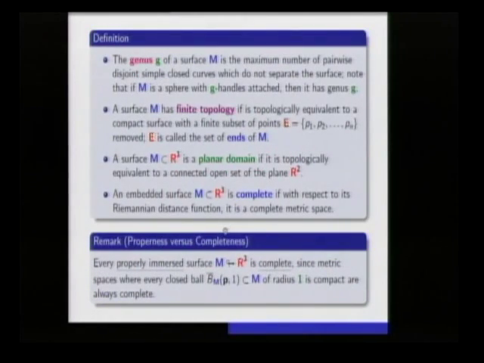Okay, so now we're going to try to connect lots of these definitions that we have so far. In other words, things about topology, properness, and completeness. To reiterate, the genus of a surface is the maximum number of pairwise disjoint curves that don't separate. So the genus could be infinite, right? You could have an infinite genus surface, certainly. And somehow a description of it.